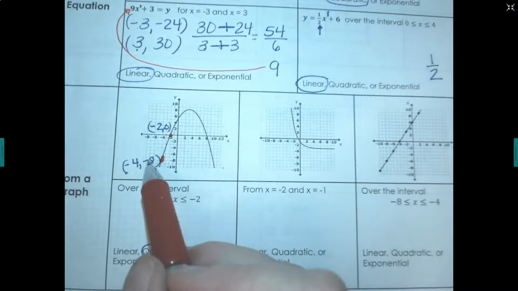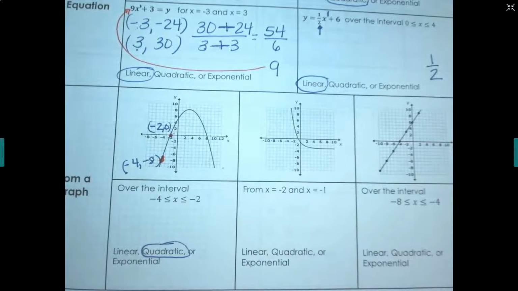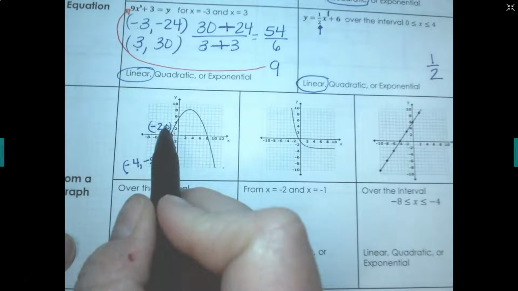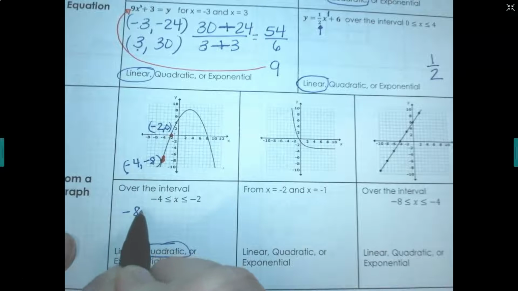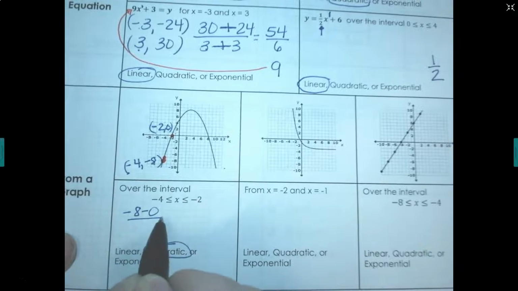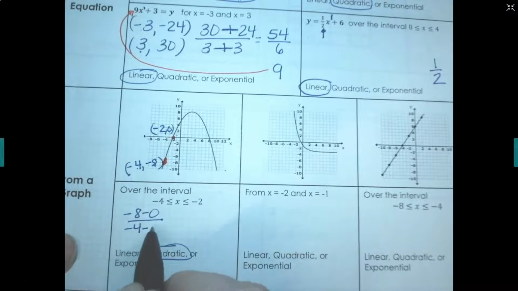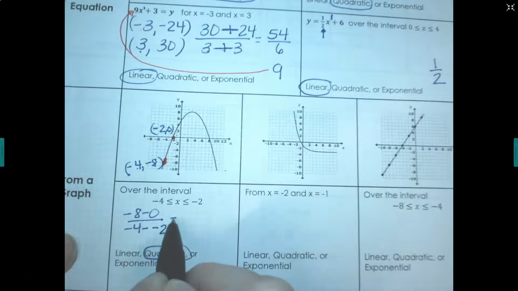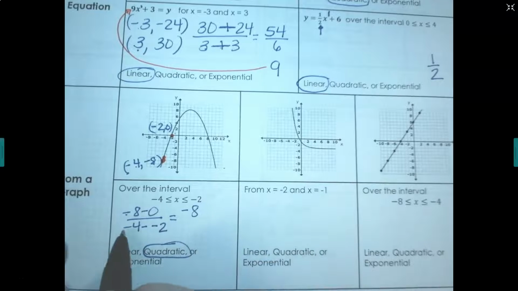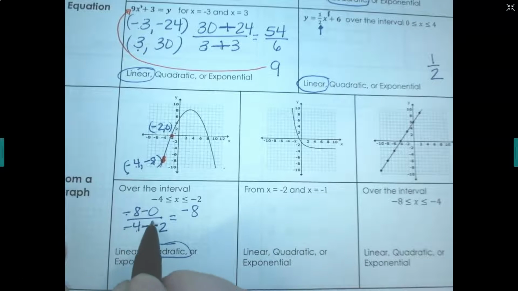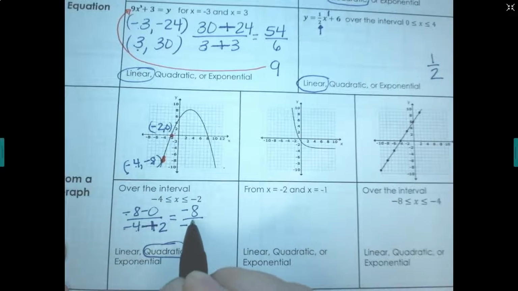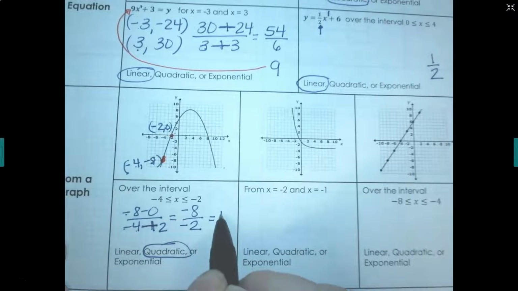So now we have 2 points, and I'm going to use my formula. I'm going to say y minus y, so I'm going to say -8 minus 0, divided by x minus x, so it's -4 minus -2. And I get -8 minus 0 stays -8. -4 plus 2 becomes -2, and -8 divided by -2 is a positive 4.